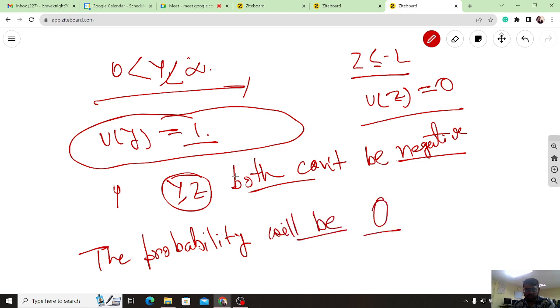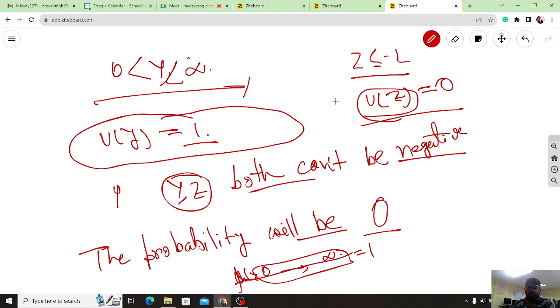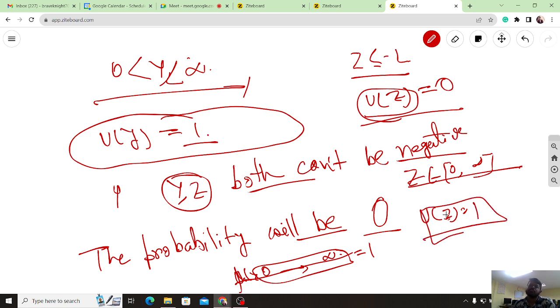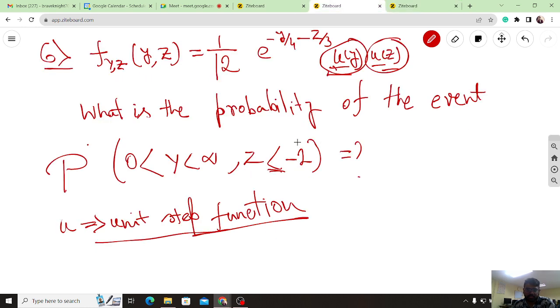zero, because this u of z function is 1 only in the domain of z from 0 to infinite. Within this domain it is 1. But in the question it said that z is less than -2, so z is less than 0, and at that value u of z equal to 0.